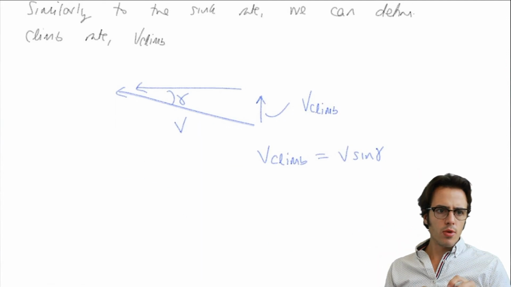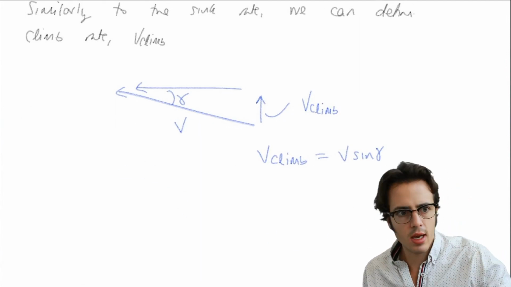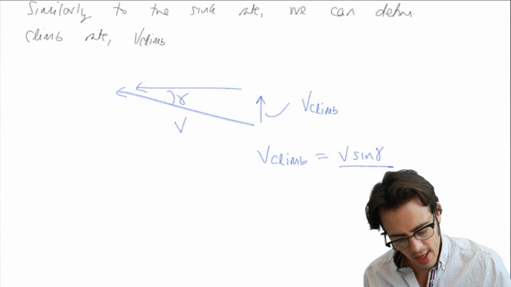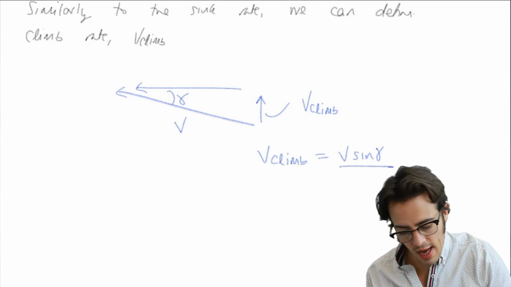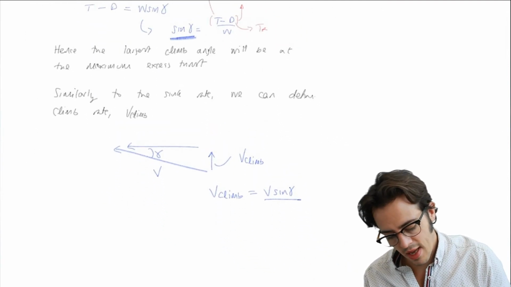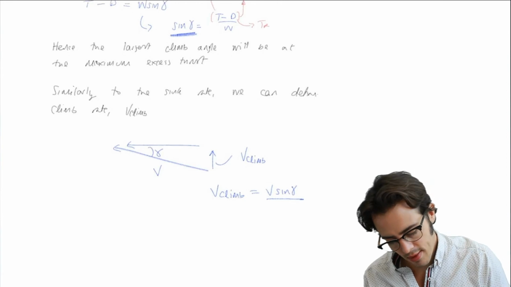So if we want to, we can now look at an expression for the climb rate. It's taking sine gamma and multiplying it by V, and we already have an expression for sine gamma, which is up here. So we're just going to take this and multiply it by V, and it will give us an expression for the climb rate.